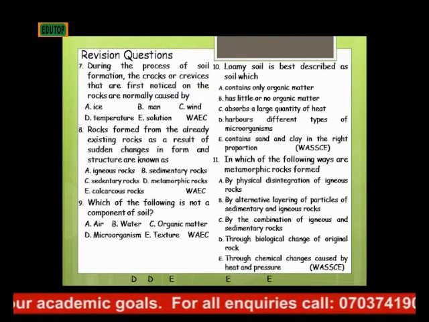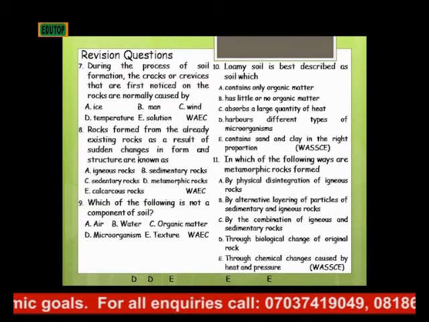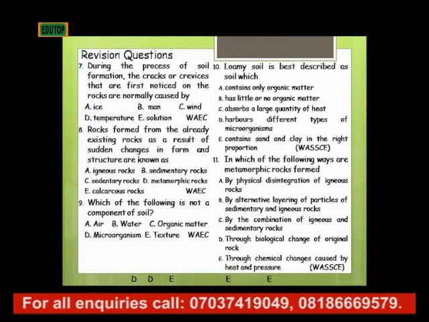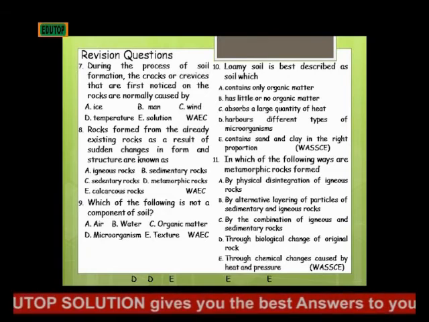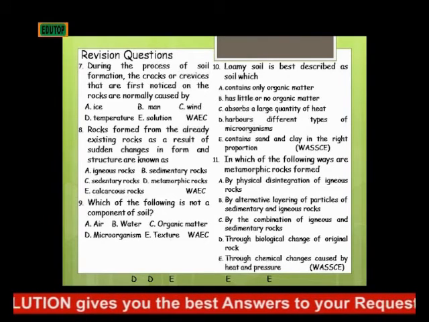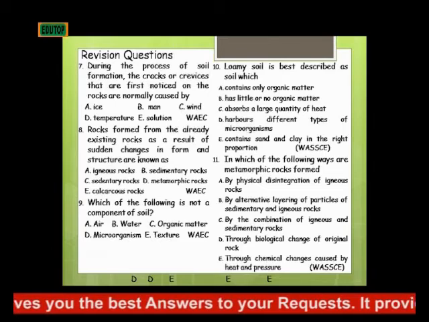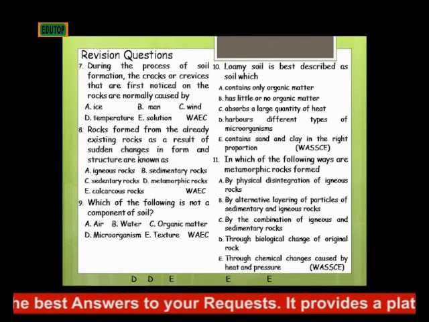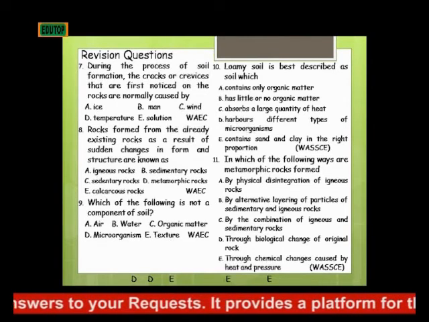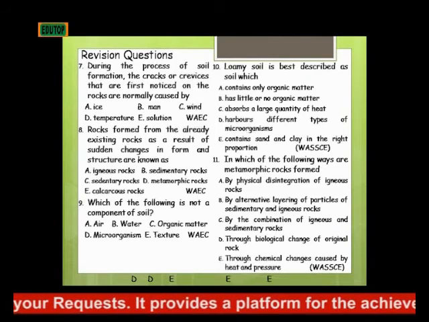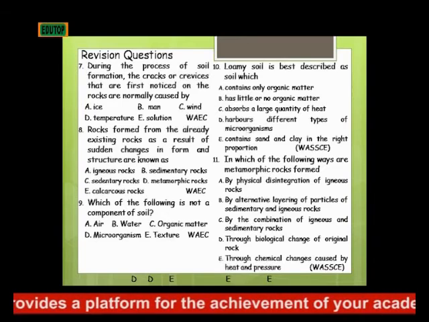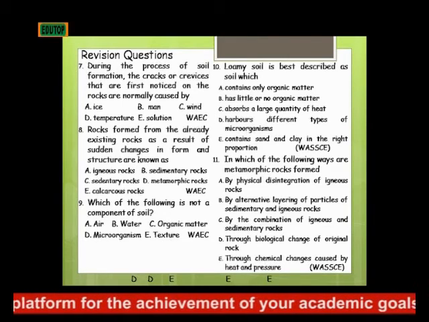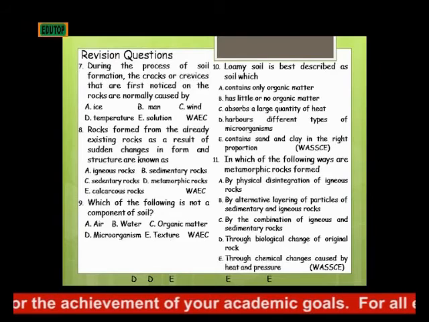It's a characteristic of soil. Then our next question is question number 10. Loam soil is best described as soil which A. contains only organic matter, B. has little or no organic matter, C. absorbs a large quantity of heat, D. harbors different types of microorganisms, E. contains sand and clay in the right proportion. The answer is E. Loam contains sand and clay in the right proportion.